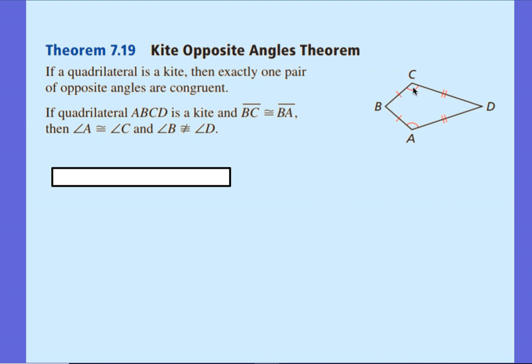So notice these two non-congruent consecutive sides, right? So BC is clearly not congruent to CD, all right? AD is clearly not congruent to BA, so these two angles will be the ones that are in fact congruent. So let's use these in some basic application here.